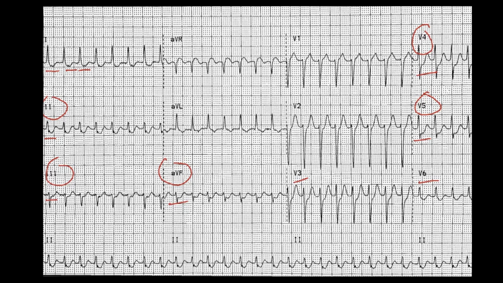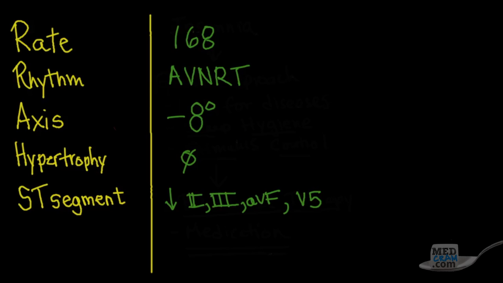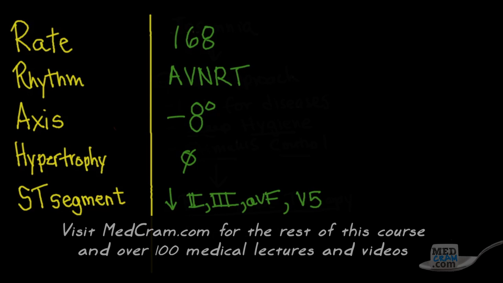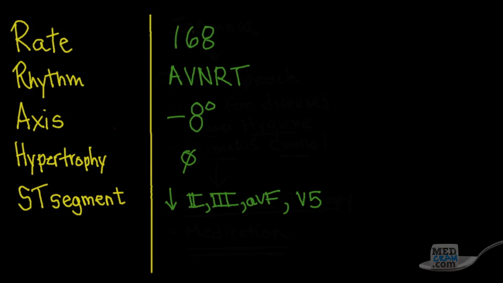It could be because of ischemia from tachycardia from the AV nodal reentrant tachycardia, but we're definitely seeing some ST segment depressions there. So to summarize, no hypertrophy seen, but there is some ST segment depression in the 2, 3, and AVF, and also in V5 and some of those lateral leads.